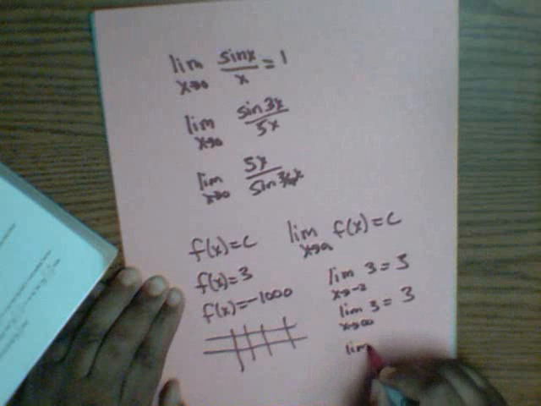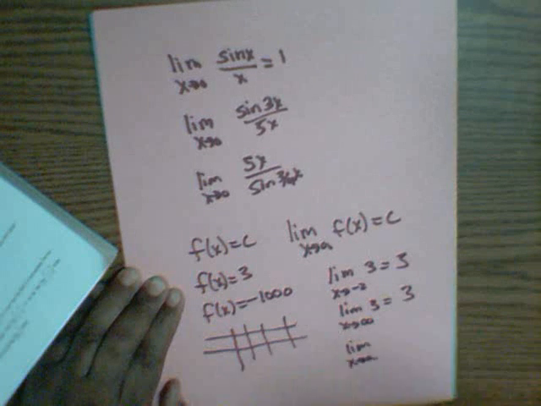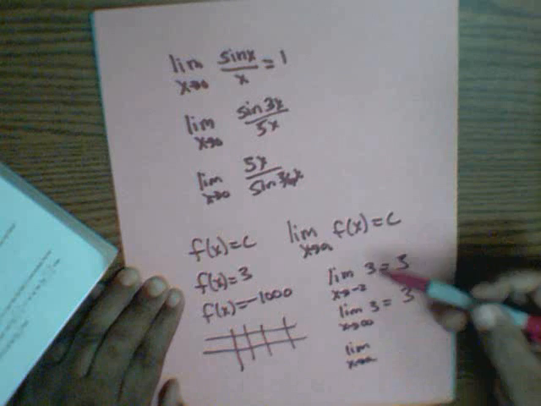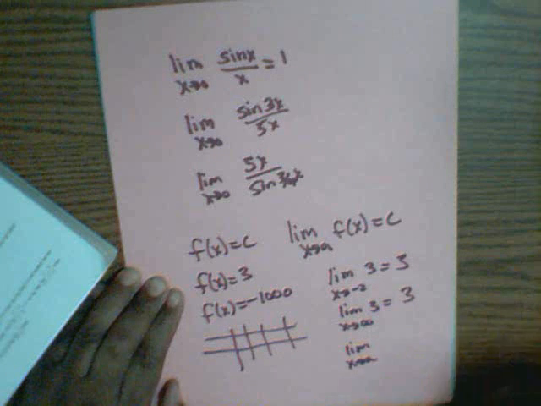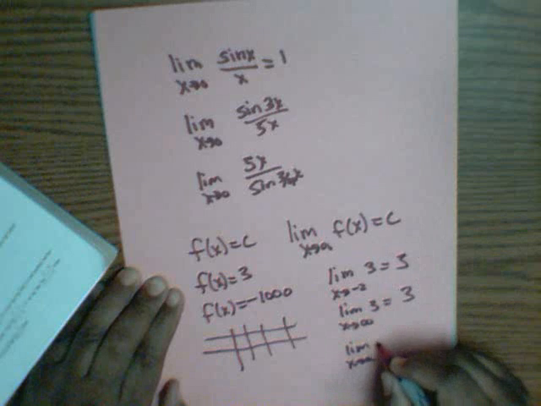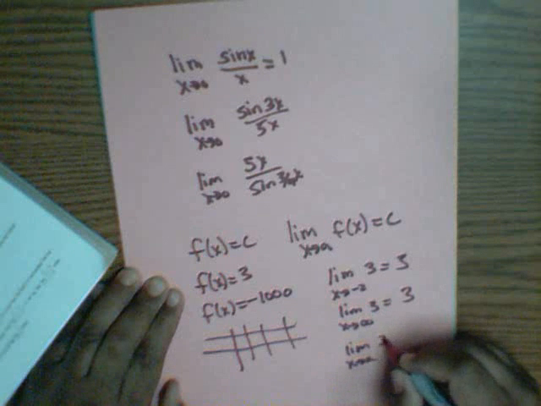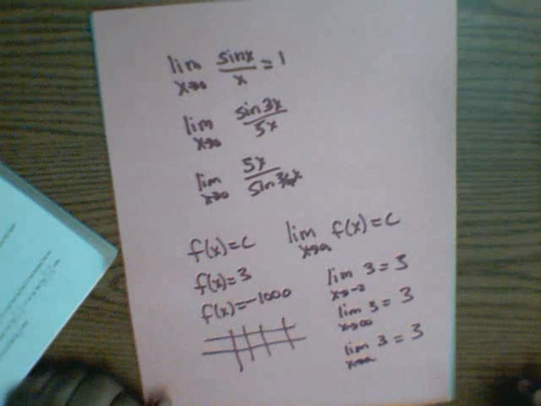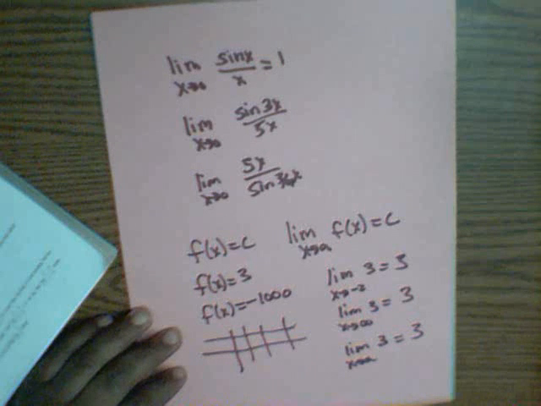So what if my limit as x approaches any value a, which could be 3, negative infinity, positive infinity, 5/2, the square root of 3, anything? Whatever that value is, it's always going to be equal to that value. That's the first thing we have to realize.